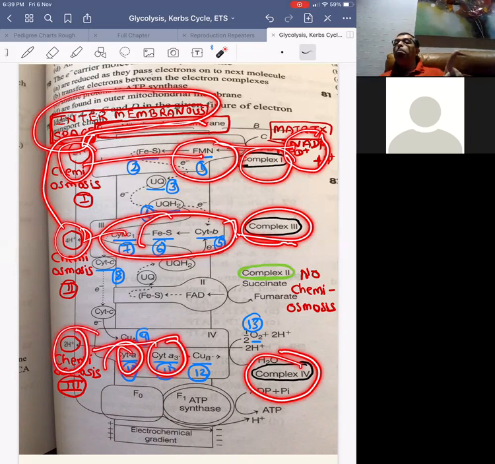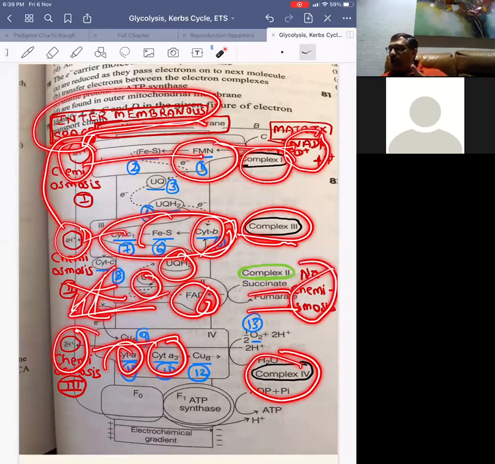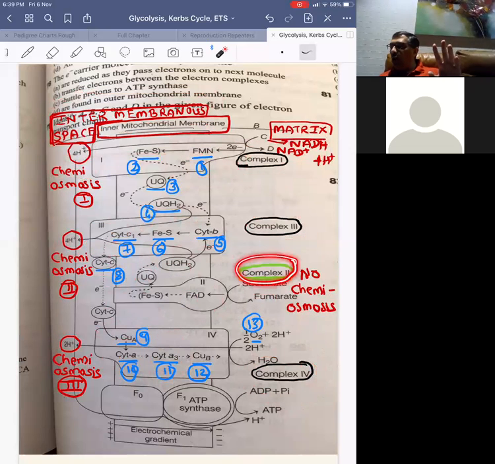Yes, when did pushing of protons not happen? Succinate to fumarate, FAD to coenzyme Q to cytochrome B, in that, pushing of protons did not happen. So there is no chemiosmosis. And that is called complex 2. So in complex 2 there is no chemiosmosis.